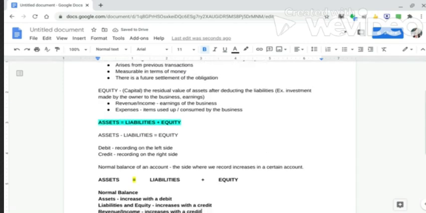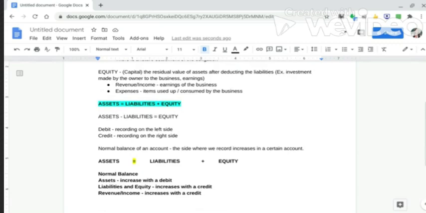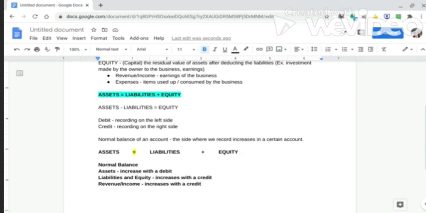So, as for the expenses, when a business is using up or consuming items, that will cause their capital or their equity to decrease. Since equity, again, as I said earlier, increases with a credit, so kung magdi-decrease siya, you have to record it the other way around. So that would mean expenses increases with a debit. Kasi nga, pag may expense, nababawasan si capital or si equity.